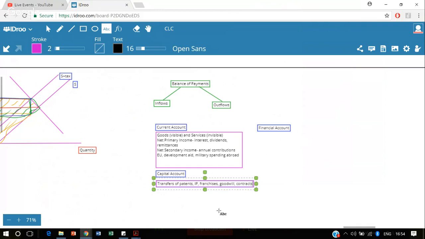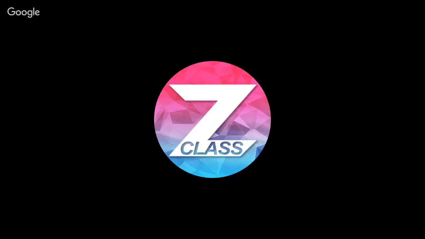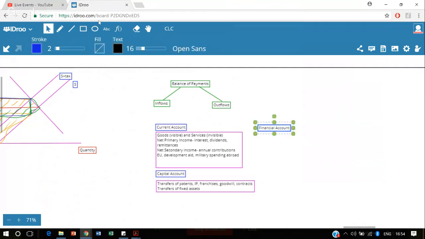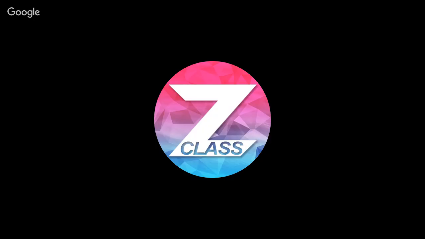And then that also includes transfers of ownership of fixed assets. So things like housing, that kind of stuff. Okay. Yep. And then we have financial account. Any idea what might come under there? Financial accounts would be like direct investments.